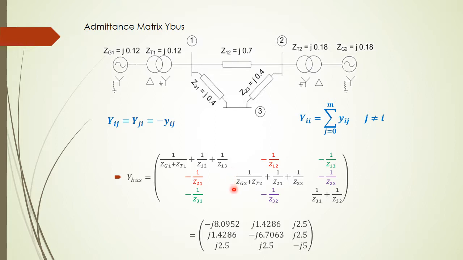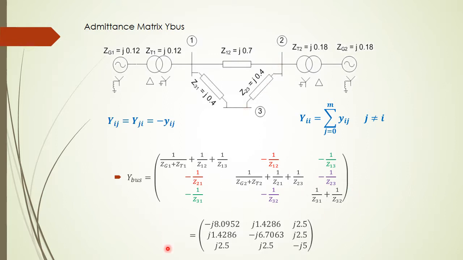The same applies to bus number 2. So we have the admittance from the neutral or ground, then the admittance from bus 1 to bus 2, and then the admittance from bus 3 to bus 2. About bus 3, we don't have anything connecting from the neutral, so we don't have any admittance shown here. Instead, we have only the admittance from bus 1 to bus 3 and bus 2 to bus 3.